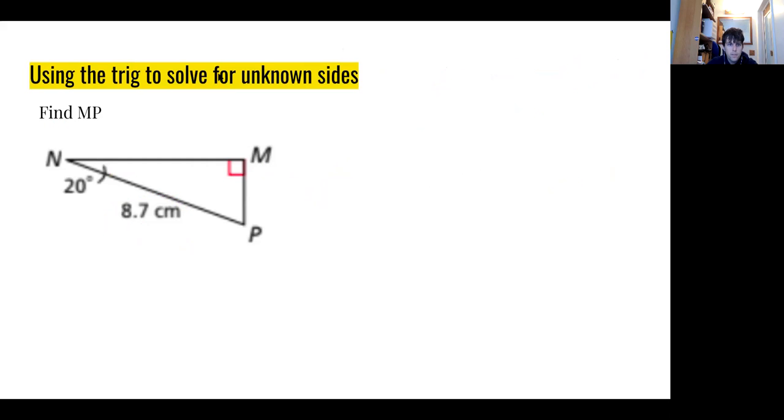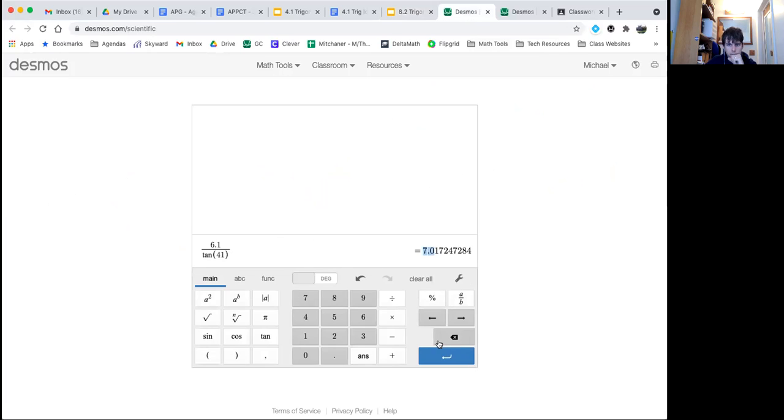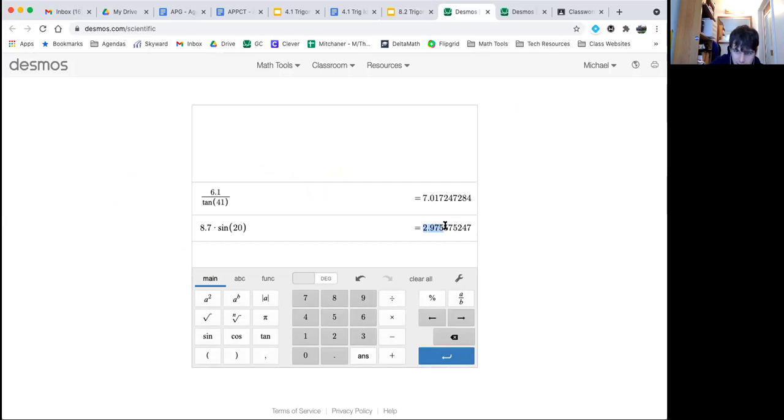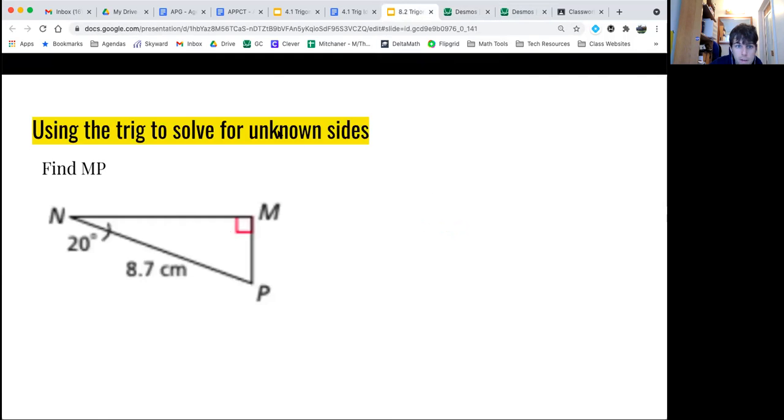Let's go to it. All right, so we got 8.7 times sine 20. It's in degrees. We're good to go. Enter. So we have 2.975, whatever. Again, round this to whatever accuracy level we want. If we're going to round this to 1 decimal place, the next number is a 7. So we actually have to round this 9 up to a 10, which makes this actually 3.0 if we round this all the way up to 1 decimal place.